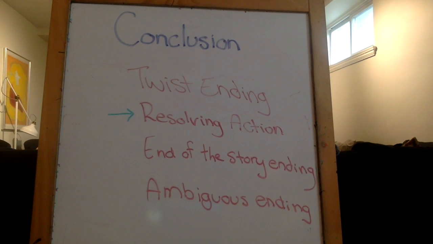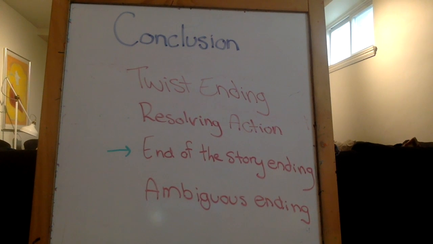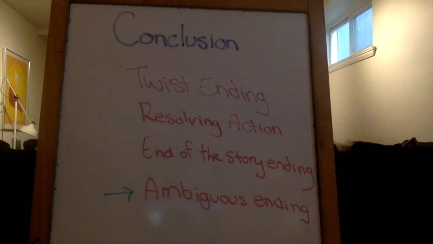Resolving action. Sometimes the story ends with some final action that brings an end to the conflict. Complete finality. End of the story ending. Sometimes a story ends after it has been told. And finally, ambiguous ending. This is essentially where the writer crafts an ending in which the story ends, but the reader is left wondering what will happen next. So in this case, there is no permanent resolution to the ending. Another story can be written, which brings total closure to the story. You see this sort of ending in sequels.